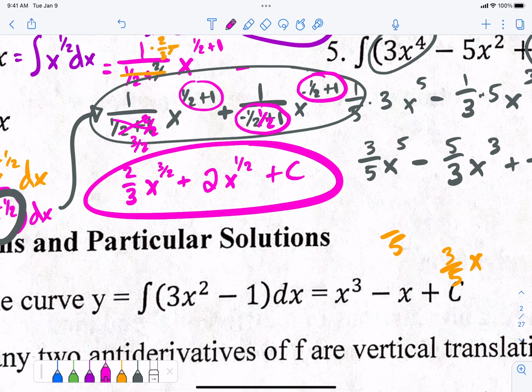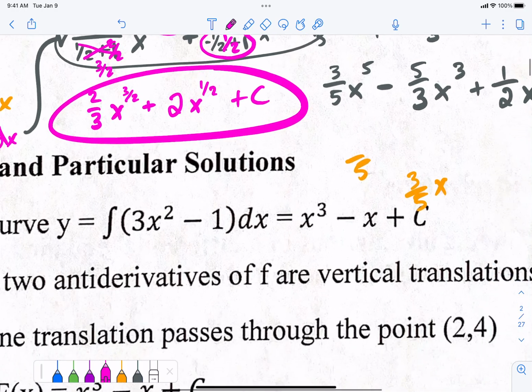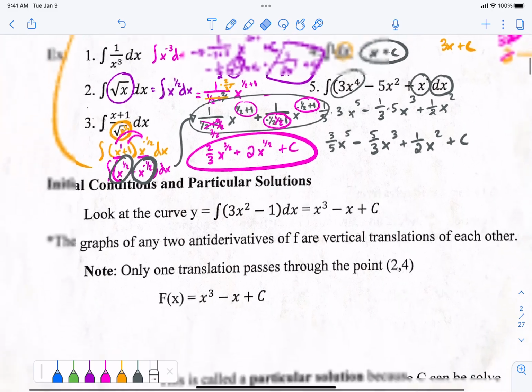Are we good to go? I'm so sore. There's those 5 problems, okay? It gets easier the more you do it, I promise. All right, here we go. Last question.